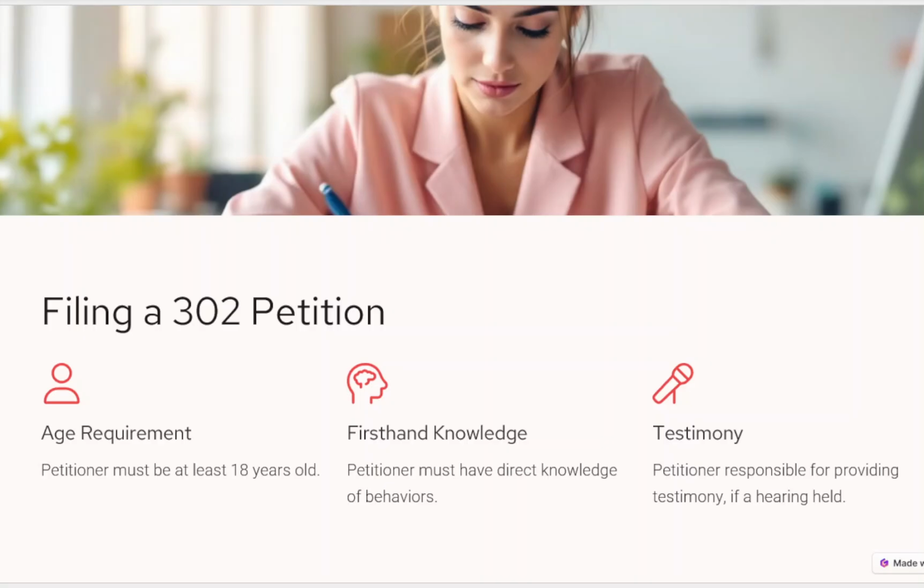So let's talk about how to file a 302 petition. This can be filed by anybody who is at least 18 years or older. In exceptional cases, a child ages 14 and over may file a petition. The petitioner must have firsthand knowledge of the individual's behaviors. This does not have to be a clinician. It could be a family member, a loved one, or even a concerned community member. The petitioner will be held responsible for providing testimony if a 302 hearing is followed through with.